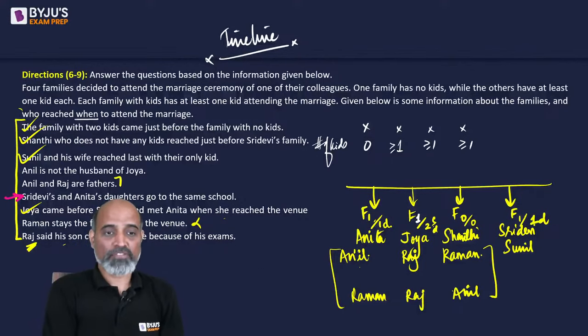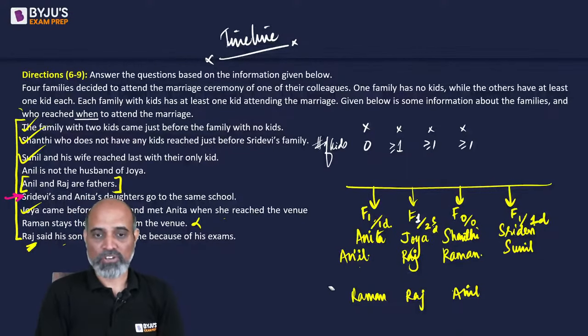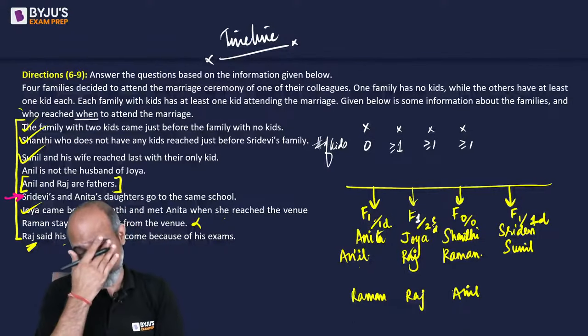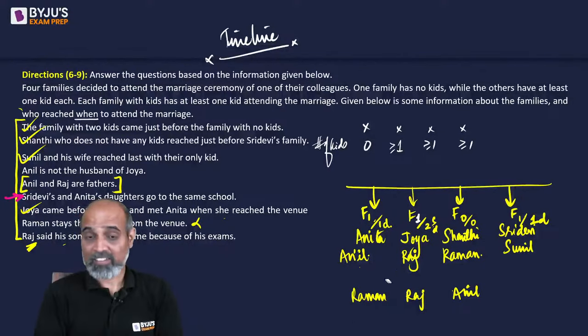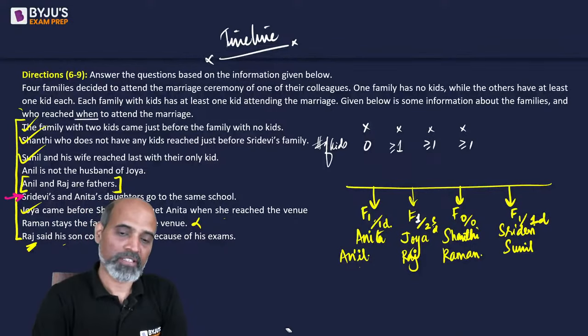Anil and Raj are fathers. That means, I got my mistake. I was not looking at the word fathers. I was only looking at the gender and not that part. Okay, I was missing that. Stupid of me. So since Anil is a father, Anil has to have a child, so he cannot be the husband of someone who doesn't have a child. So Anil also gets missed out.